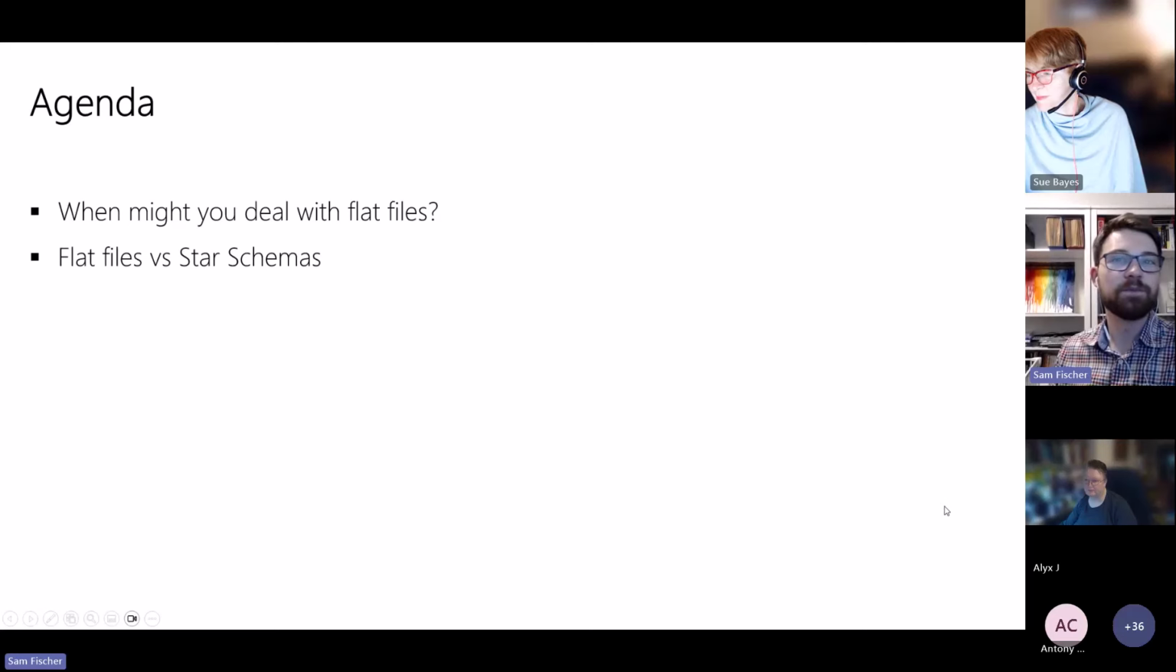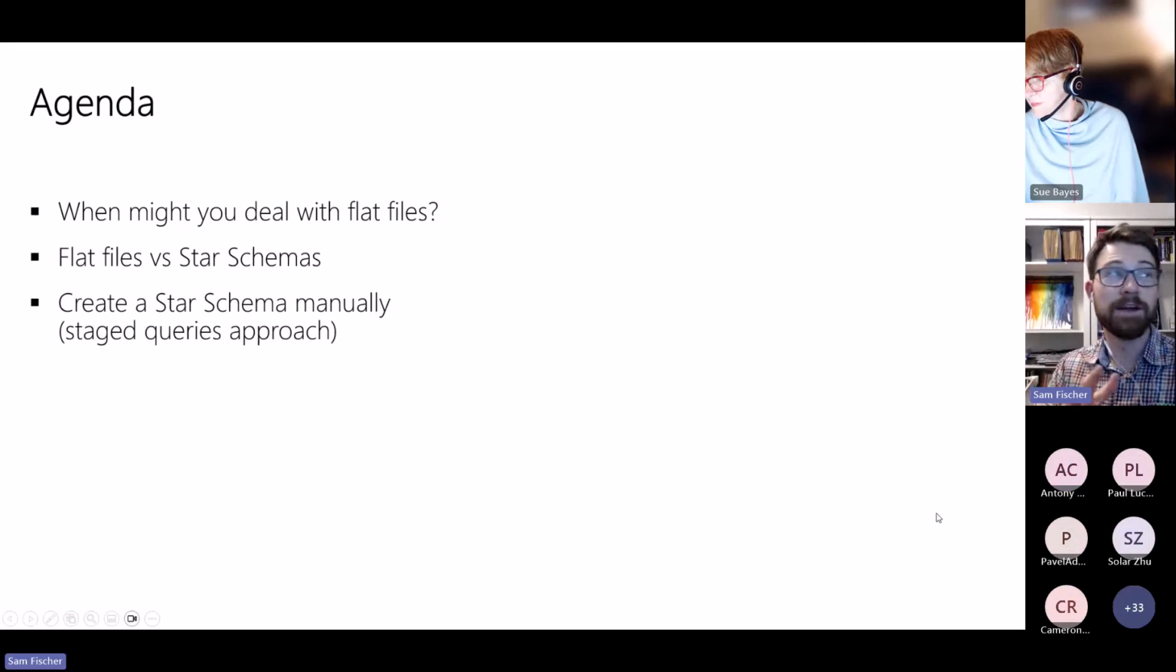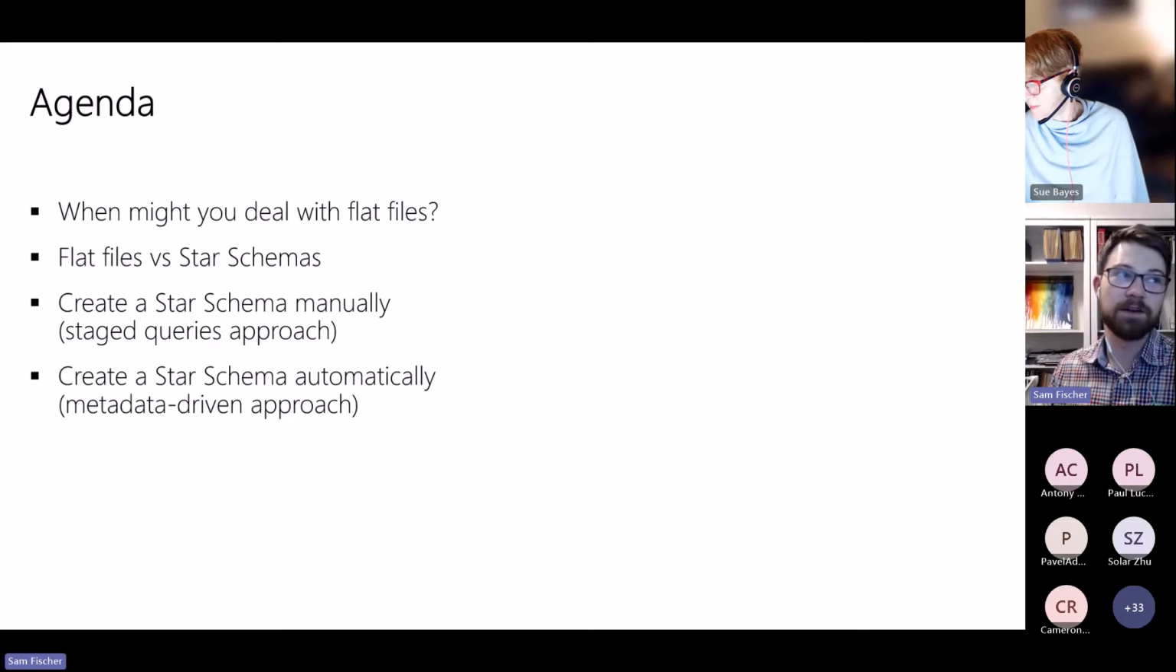So once we go through those comparisons, we'll work out how we can actually convert any data that you've got coming in that is in the form of a flat file into a star schema. And we've got a few approaches that we can do that. We can either do that manually with what I would call a bit of a staged queries approach. But there's also another approach that we can use where we can do all this automatically with a more metadata driven approach. So I'll walk you through that as well.